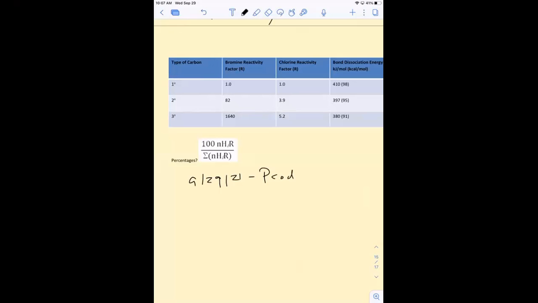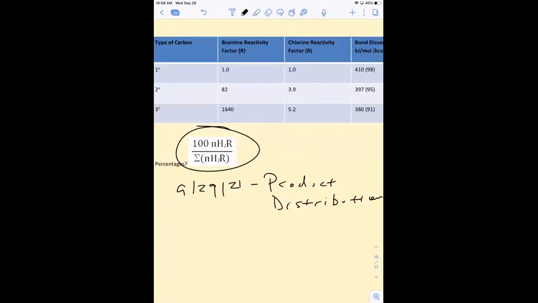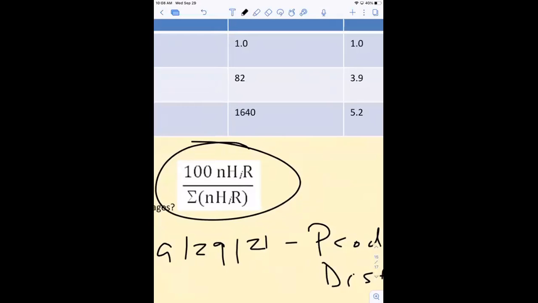So we're going to talk about the product distribution today and how to determine it. Right, so you have a little equation here for determining the percentages of each product form, right? And it looks really intimidating, but it's not. So let's go through and discuss it.